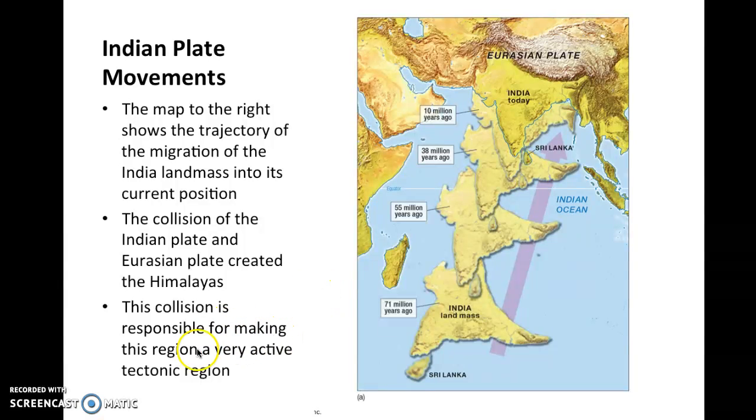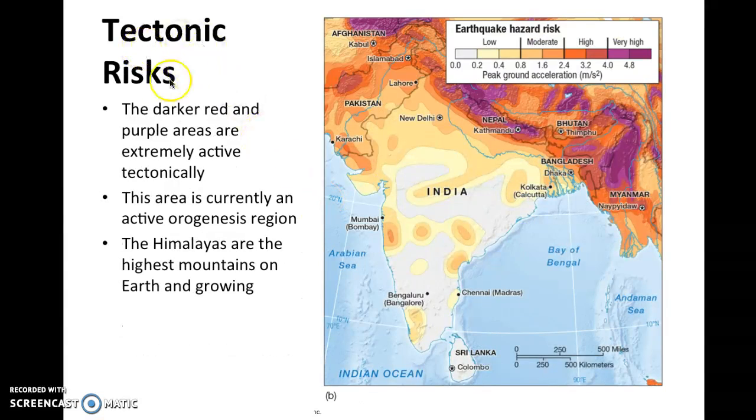So this collision is responsible for making this region a very active tectonic region. And that's this right here, tectonic risks. Very dark. Part of that is because of orogenesis and the creation of mountains, and it's this constant movement of this huge portion here into the Eurasian landmass, which is causing lift and shear. This area is currently an active orogenesis region. The Himalayas are the highest mountains on Earth and are growing. And you have a lot of serious earthquakes in here, caused by these two plates grinding against each other.